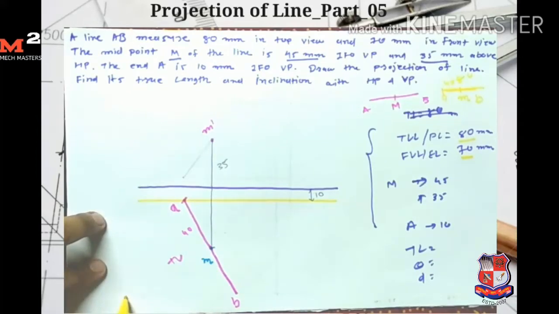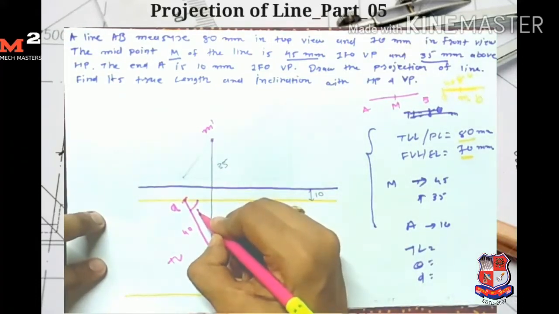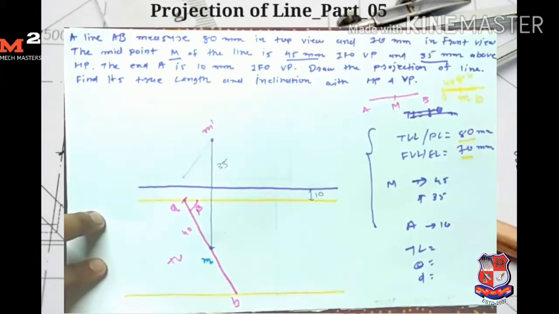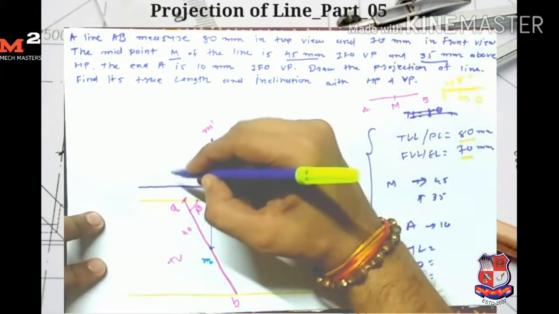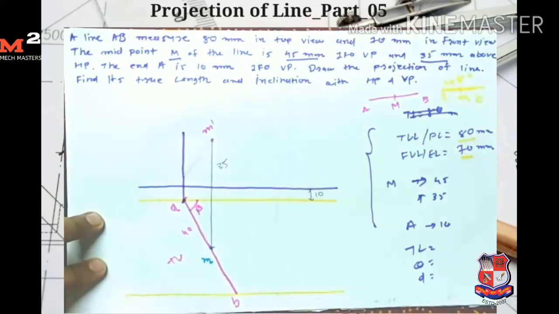Here I draw one line. This is the locus of point B. And the angle made by the top view is the apparent angle beta. Now we know that the points A and A dash are on the same vertical line, so from point A I draw one vertical line, and I get my point A dash on this line.